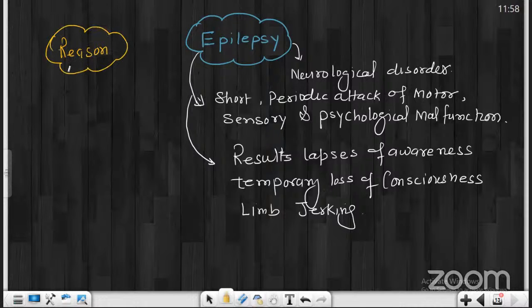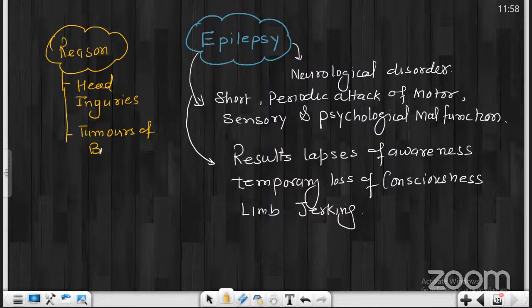What are the reasons? Number one, head injury is one of the reasons. Very, very important reason. Very common. Second reason may be tumors of brain. Brain tumor can cause it. And it may be due to childhood infection.